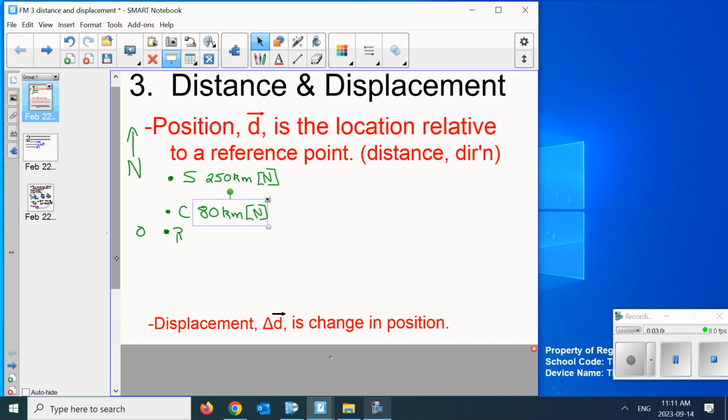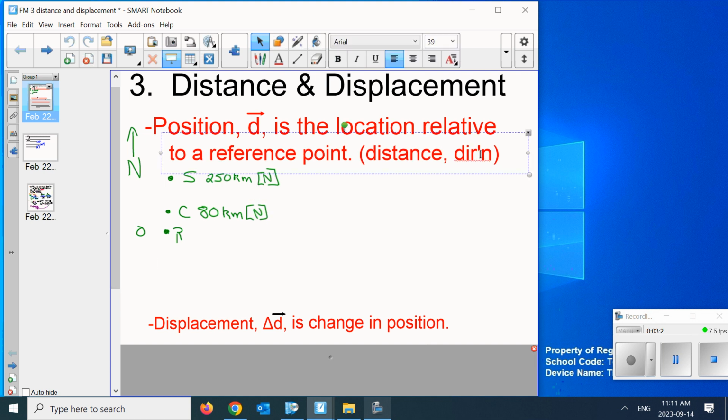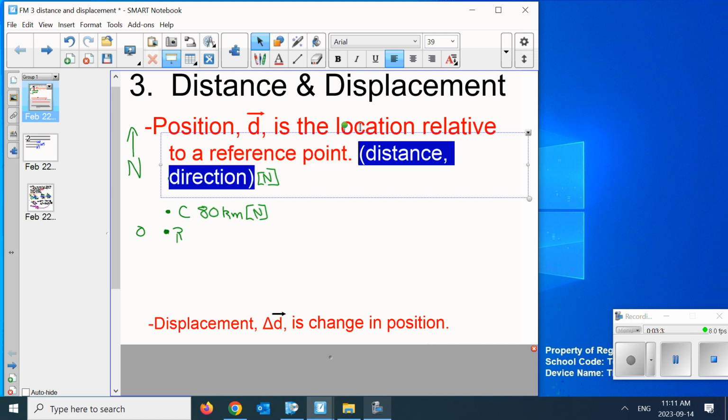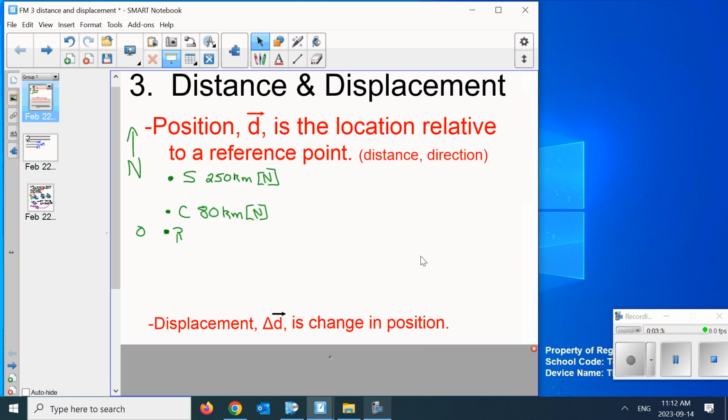Now, direction. I'll just type it. I'd said it aloud before. Okay, so you've gotten this down, a change in position.